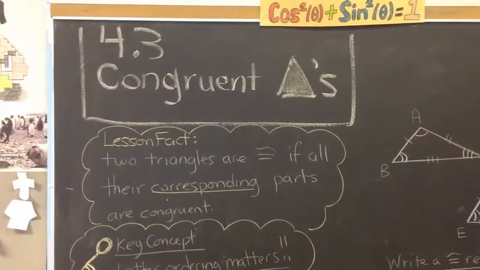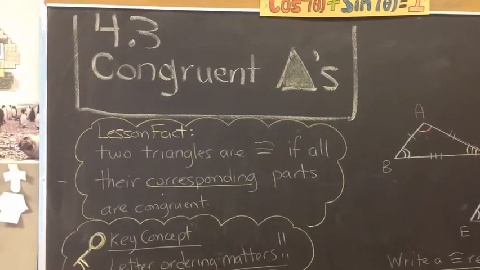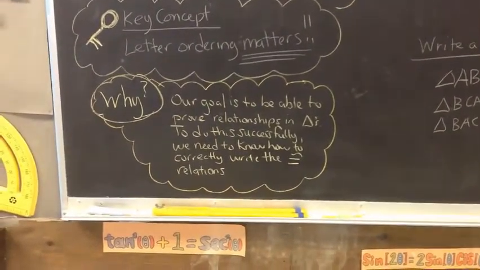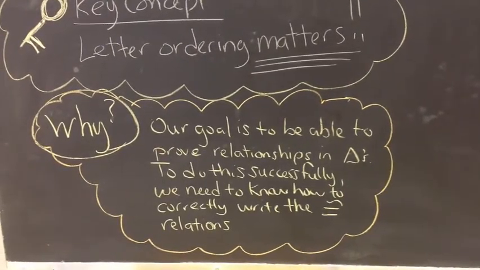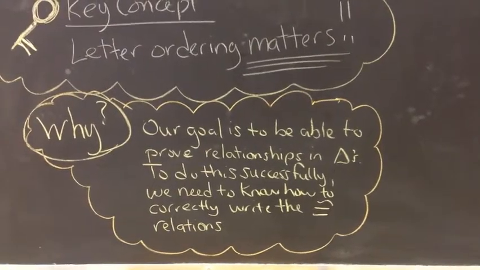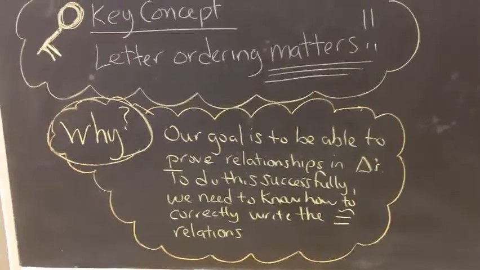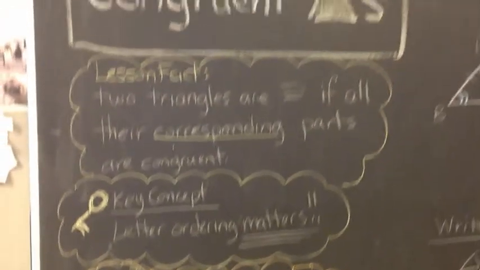This is lesson 4.3, Congruent Triangles, and in order to do this lesson, I want to first give you the why. Why do we want to do this lesson? Well, our goal is to be able to prove relationships in triangles. That's what we're going to be doing in Chapter 4. But in order to do this successfully, we have to know how to correctly write the congruence relations. And that's what this lesson's all about. It's about writing the congruence relations.